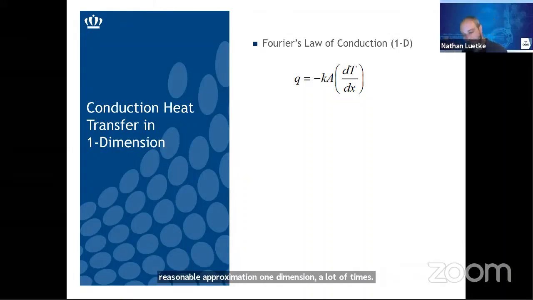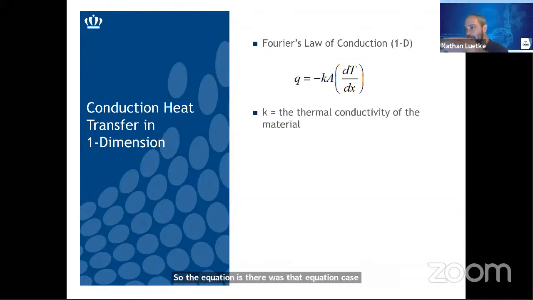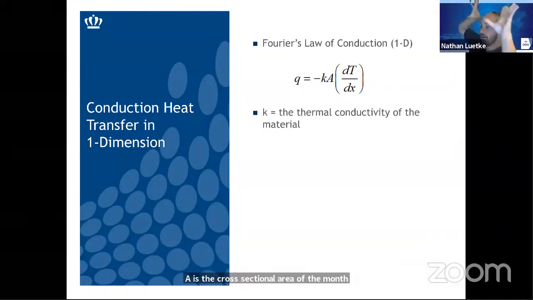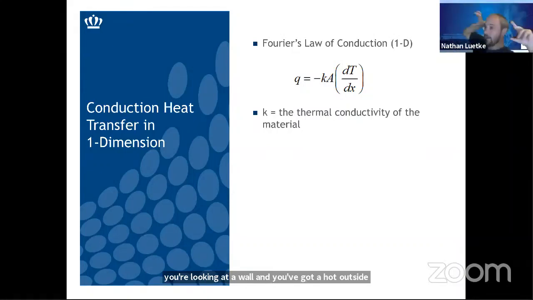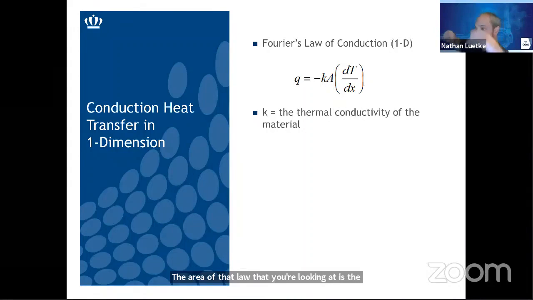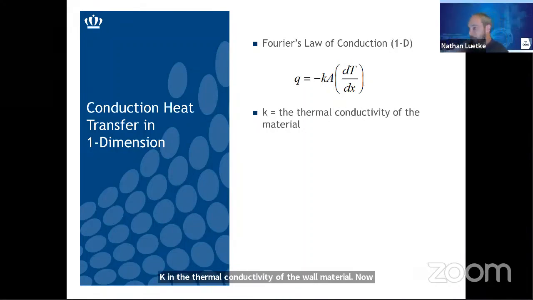So the equation is there. What is that equation? K is the thermal conductivity. A is the cross-sectional area of the material. So if you're looking at a wall and you've got a hot outside and a cold inside, you've got heat transfer from the outside of the house into the house. The area of that wall that you're looking at is the A. The K is the thermal conductivity of the wall material. Now, maybe a composite wall with a lot of different materials, well, then it gets more complex, but it's still this basic equation. dT/dx is the temperature slope.